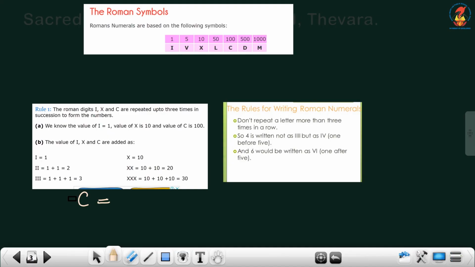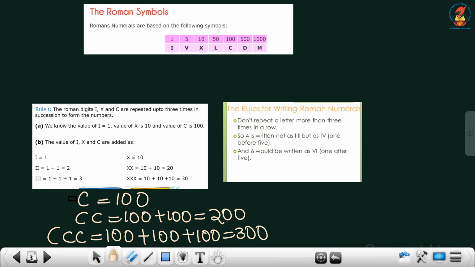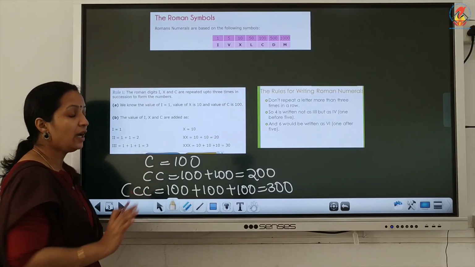What is the value of C? C means 100, is it? So if 2 C's are there, what is the meaning? 100 plus 100, what is the answer? 200. And if 3 C's are there, what is the meaning? 100 plus 100 plus 100, what is the answer? 300. If the same symbol is repeating, you have to add it. The same value is repeating, you have to add it.